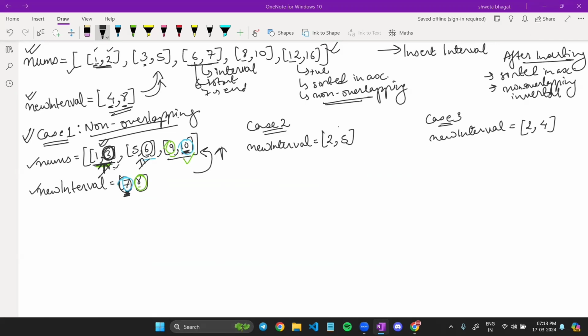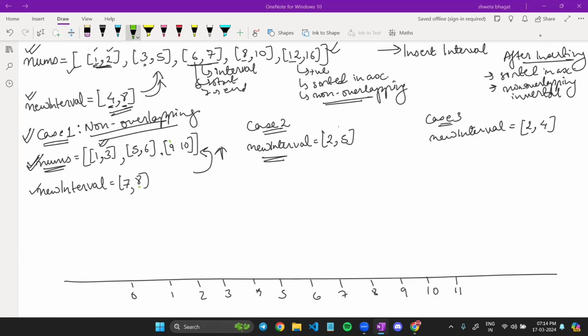For the second case, we would be using the same 2D vector nums and the new interval would be 2, 5. So let's draw a number line again. So this is the number line. Now let's represent each of the interval of this nums in this number line. Okay, so first interval is 1, 3. So we will have 1 to 3. After that we have 5, 6. So we will have 5 to 6. Then we have 9, 10. So it would be 9 to 10 over here. Now let's represent the new interval over this number line. Okay, so we have 2, 5. So here we have 2 and here we have 5.